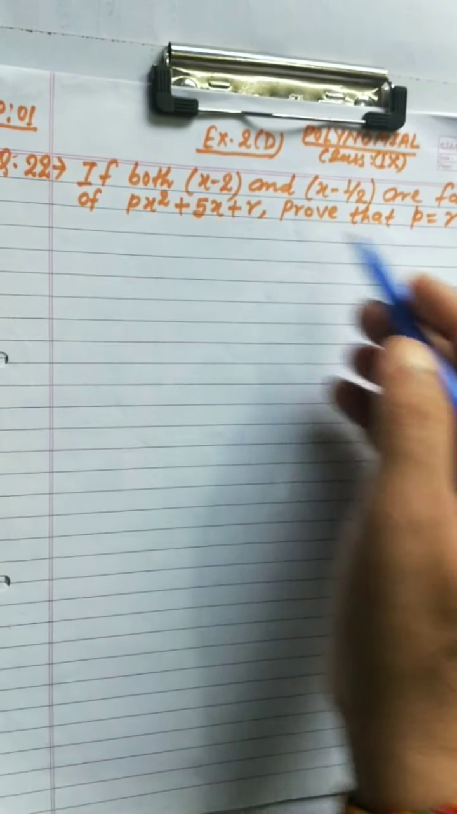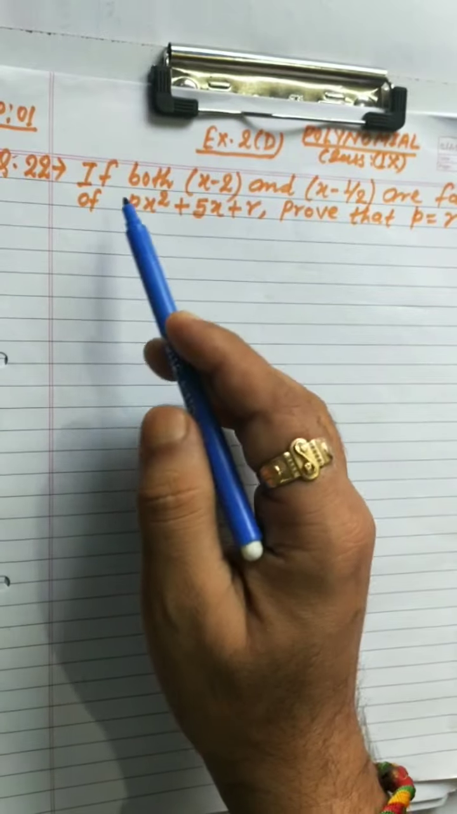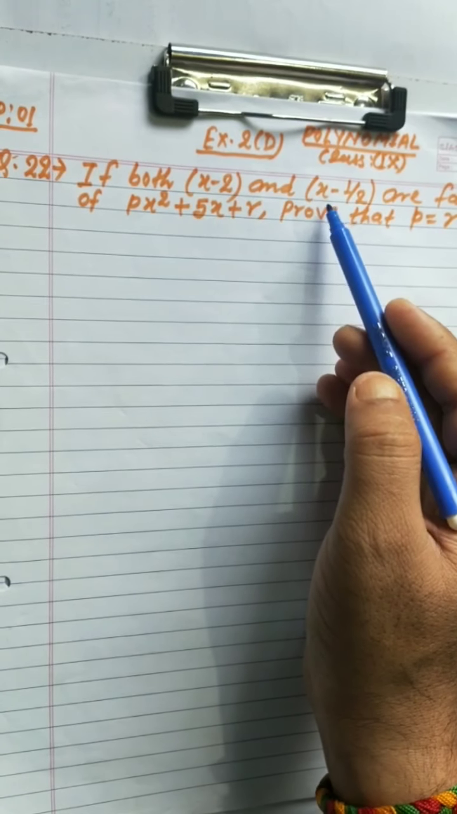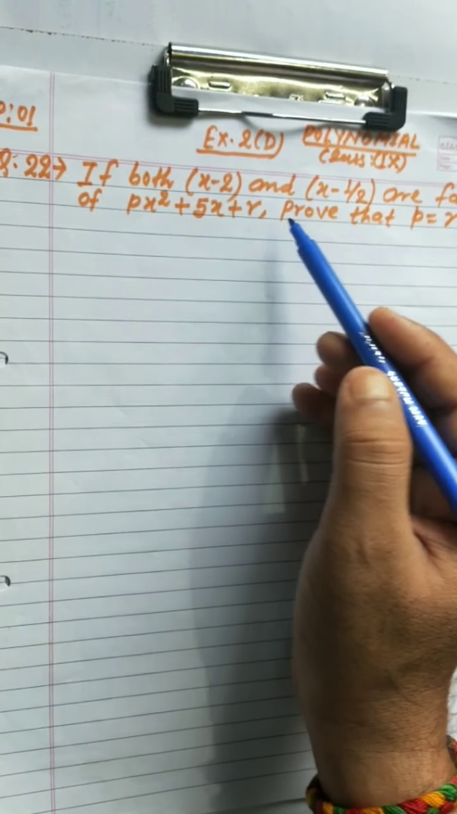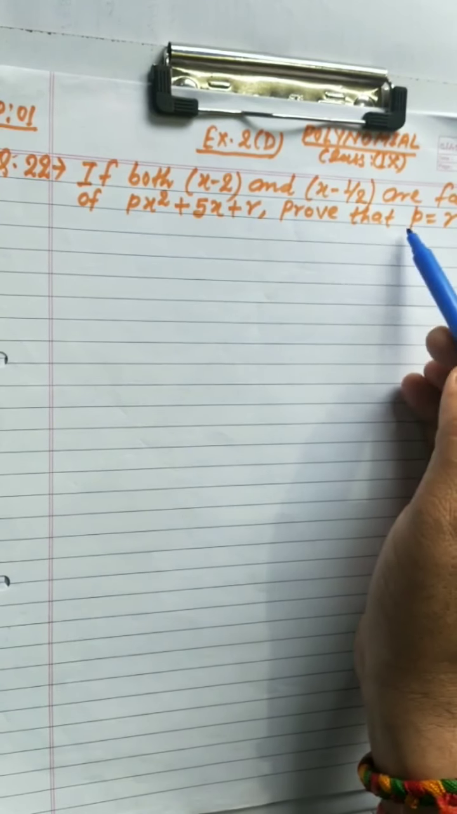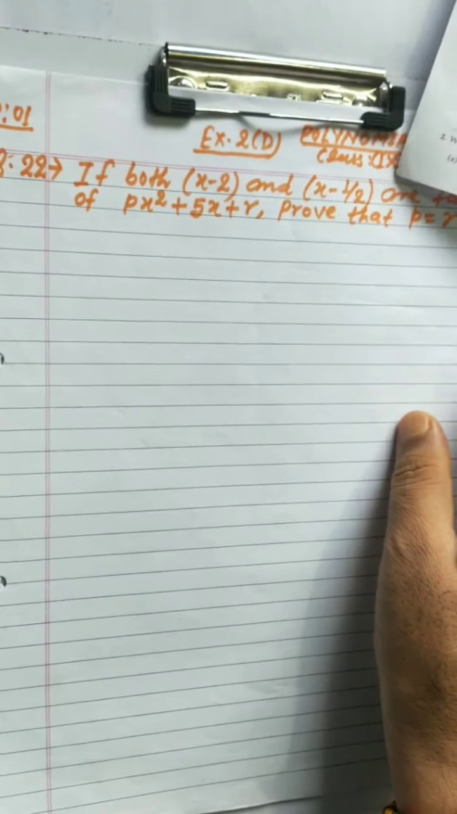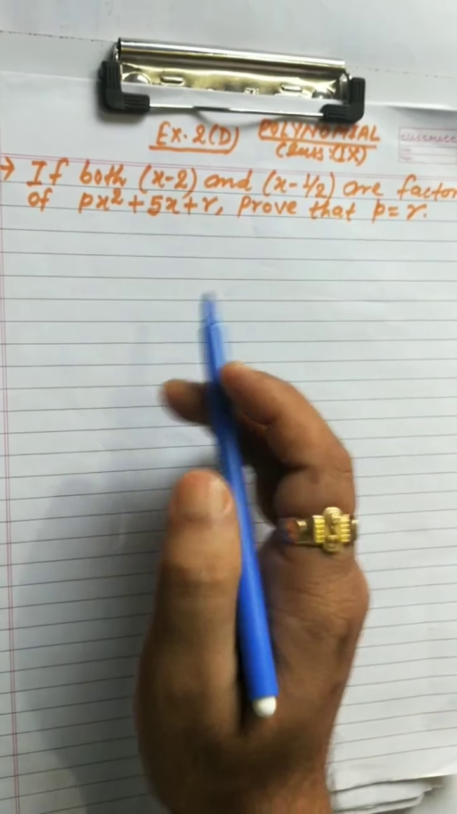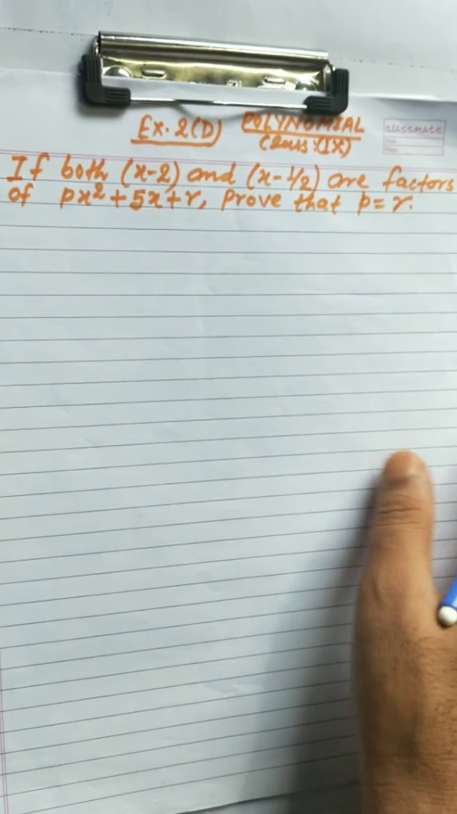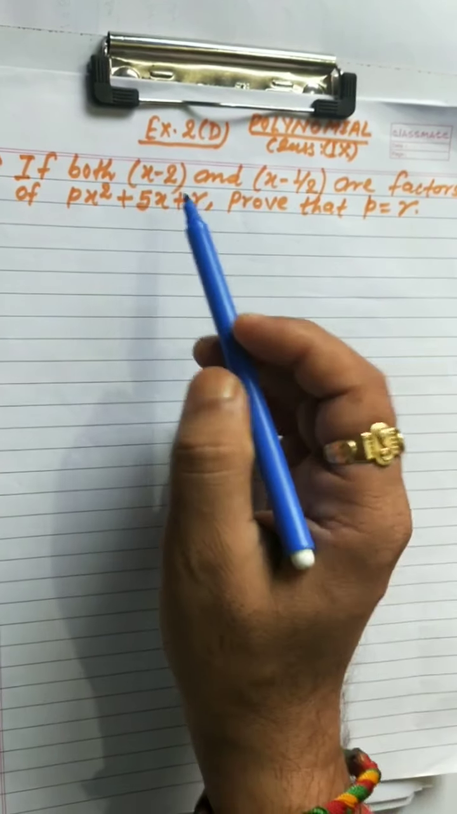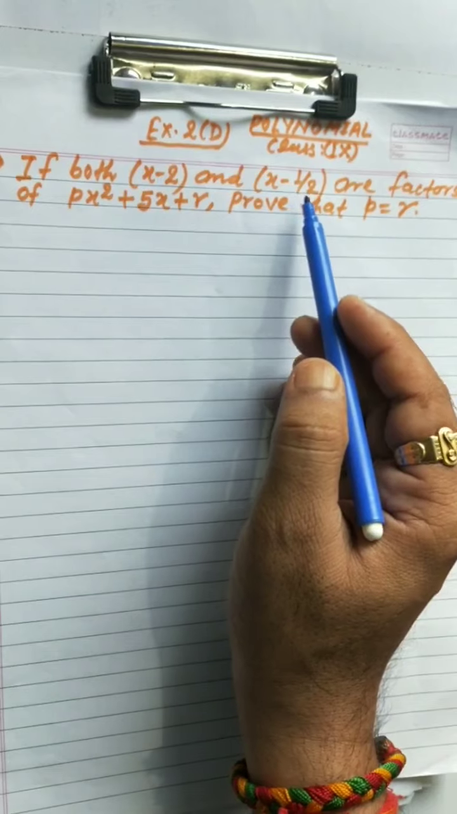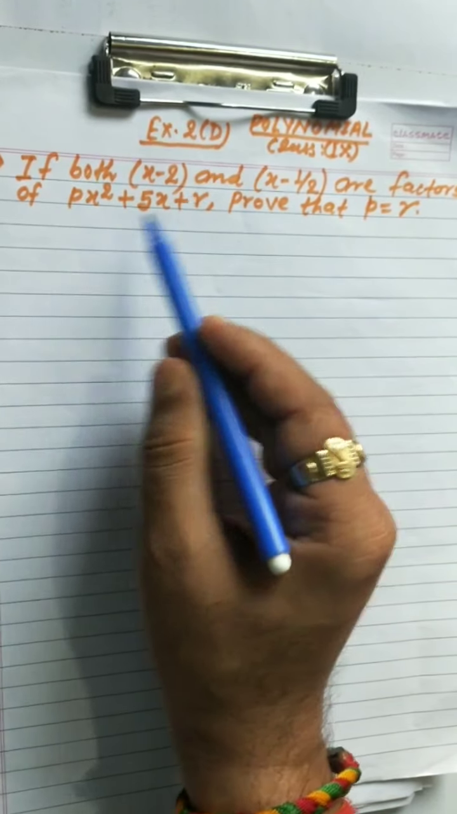So the question is: given that both x minus 2 and x minus 1 by 2 are factors of px square plus 5x plus r, then you have to prove that p is equal to r. So let us prove it. You have to prove that if x minus 2 and x minus 1 by 2 both are factors of this polynomial.